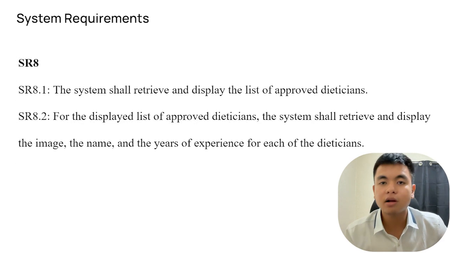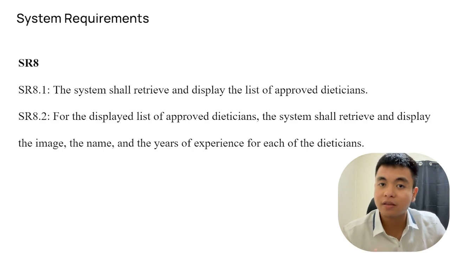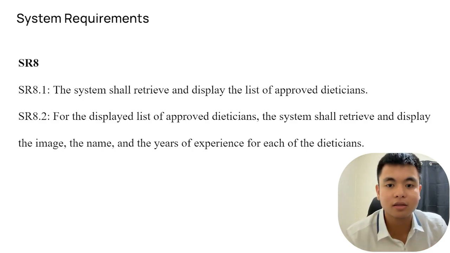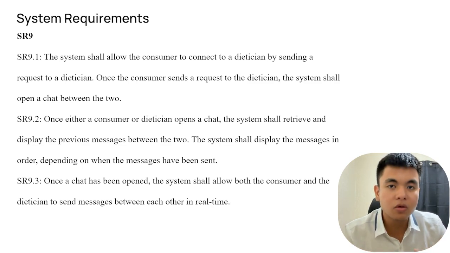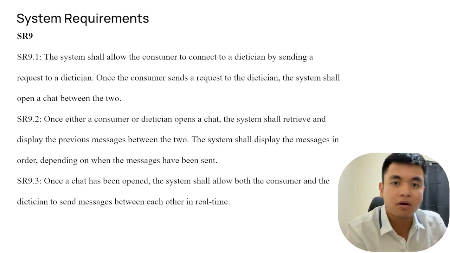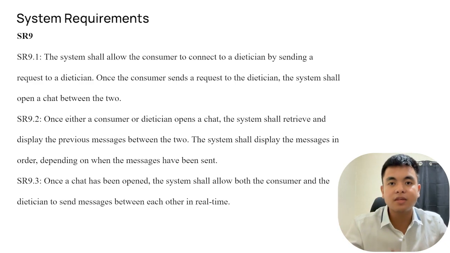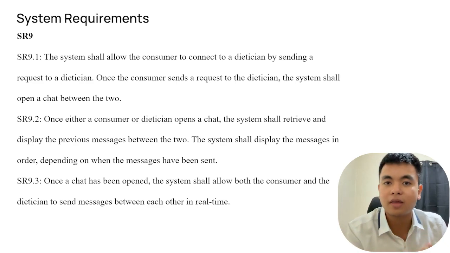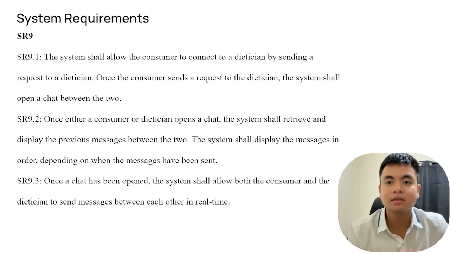And also for SR8, now this talks about getting the list of approved dietitians so that the consumers can see who the dietitians are that they can talk to or ask for a consultation. So for SR9, this is where the consumers can fully communicate with our dietitian. So they can talk to the dietitian, they can ask for consultation, they can ask for a diet plan, a meal plan. So this is where the SR9 talks about that. And so that is our system requirements specification.